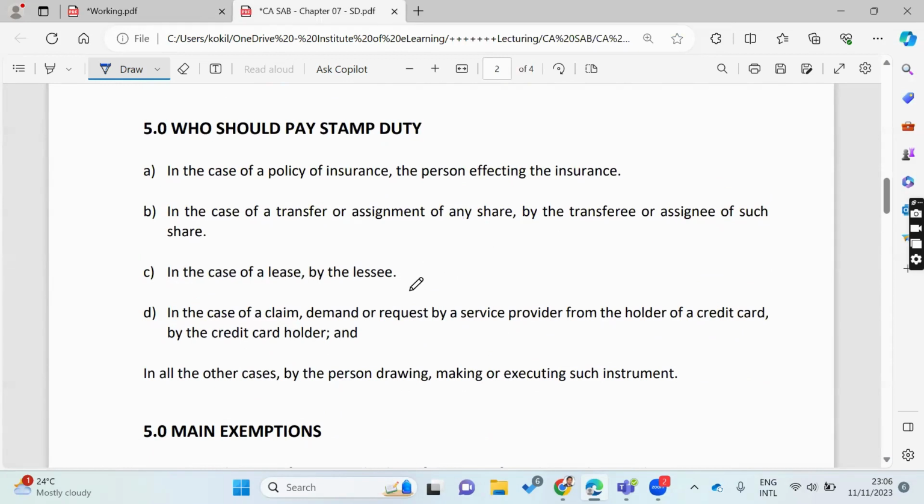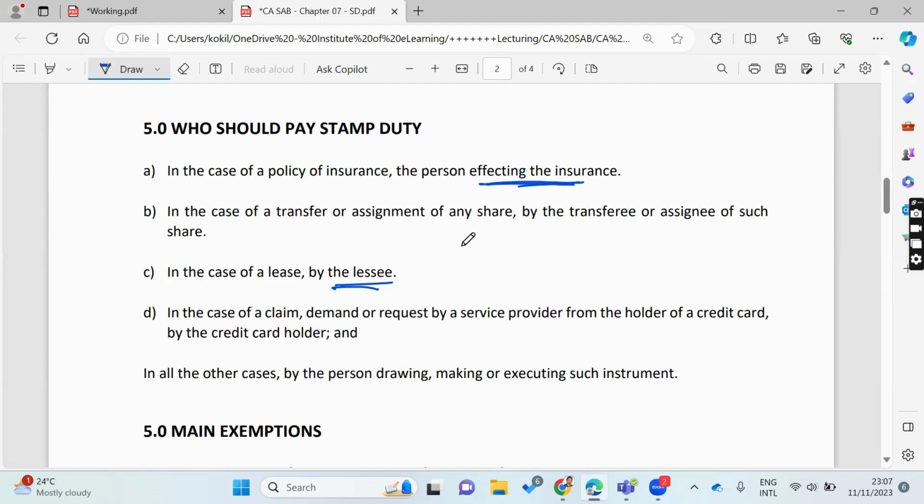Mainly, for any insurance policy, the person taking the insurance, the policy holder, usually pays. If we take a vehicle lease, we the lessee pay. If we take insurance, we pay. So the person who takes the instrument pays. The lessee, if you are taking a lease. If you are taking a general insurance, vehicle insurance for your car, you pay the stamp duty, right?